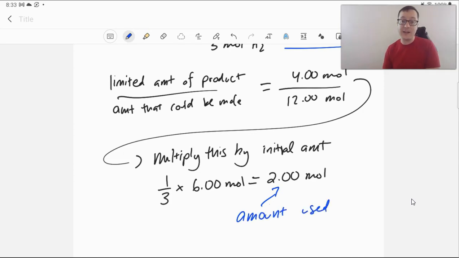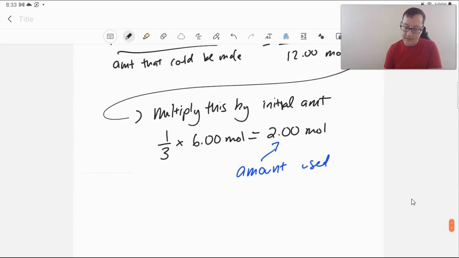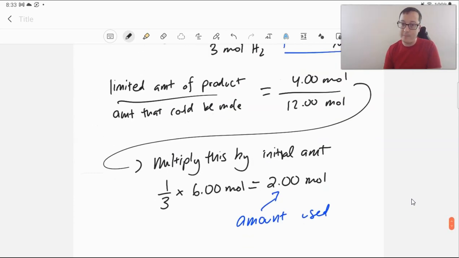And again, we could have calculated this by going backwards. We could say, okay, well, we know we made 4 moles. This way will be easier, by the way, once we start bringing in grams, using this amount that you did end up, that you could make with your limiting reactant, over the amount you could make with your excess reactant. You can do that with grams as well, so you don't need to use moles. And so it'll be easier once we use grams.